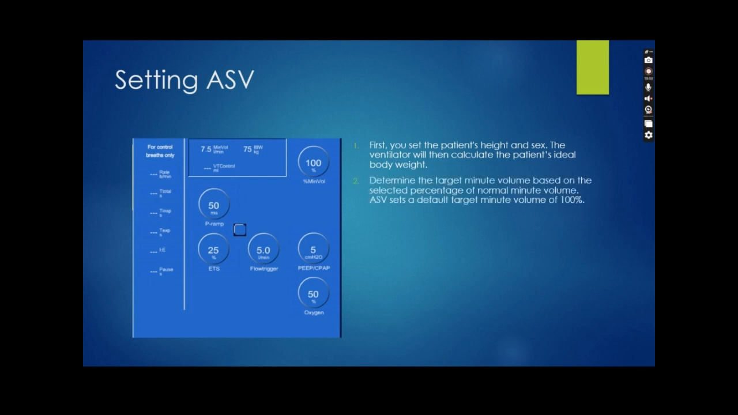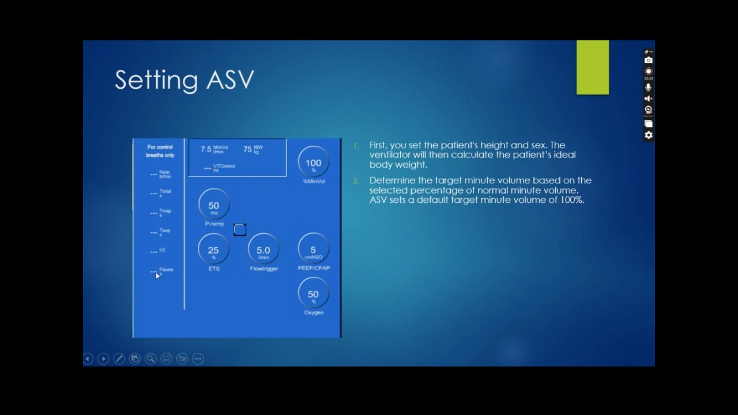So the next thing is the vent is going to determine the target minute volume based off the selected percentage of normal minute volume, and it will always default to 100%. So in this particular patient, at 100% of their minute volume, their ideal body weight is 75 kilos. So at 100% minute volume, their minute volume target is 7.5 liters per minute.